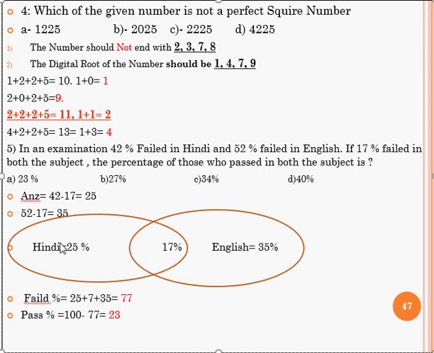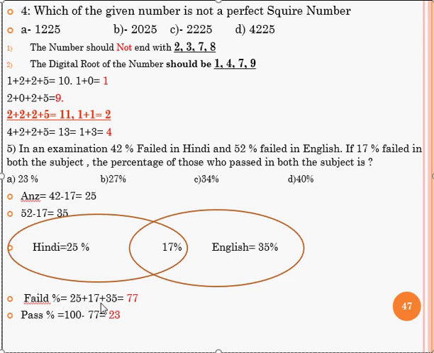25% of students failed only in Hindi, and 35% failed only in English. Then what percentage failed in both English and Hindi? So among the 100 percentage, 25 plus 17 plus 35 is equal to 77.